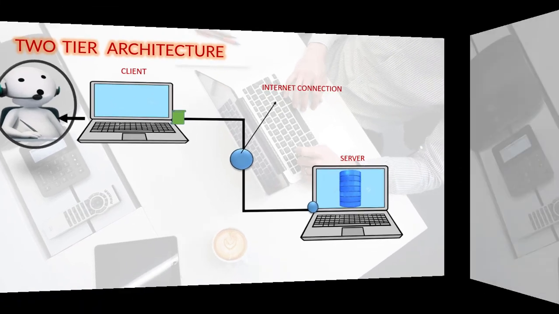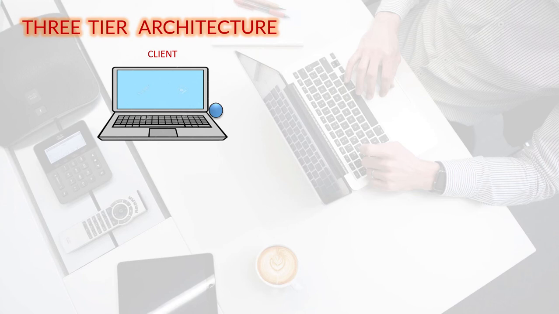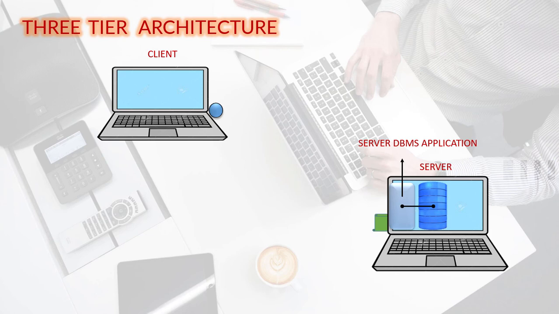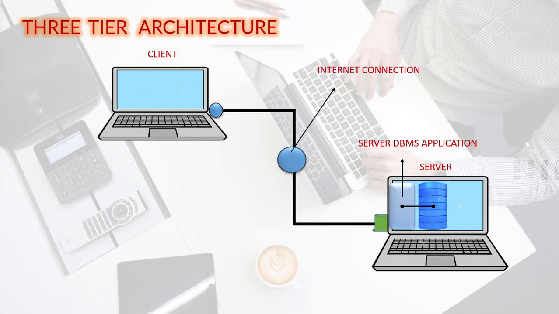And the third one is 3 tier architecture. Like 2 tier architecture, there is one client, there is one server. But here is one difference. On server side, the database is already present, but a server DBMS application is also residing, which is acting as an interface between client and server database.